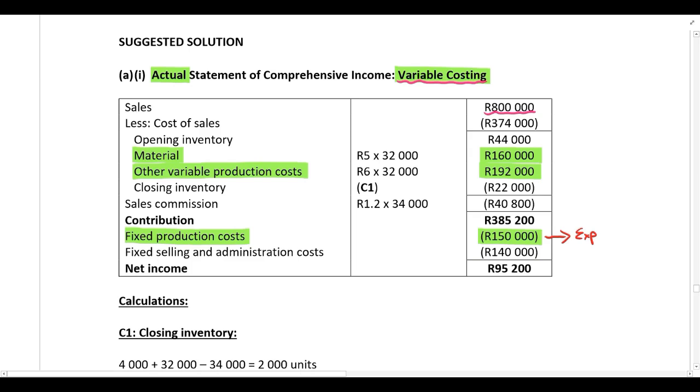Then please remember, in order to calculate the value of cost of sales, we take our opening inventory, we add our current production costs, we deduct closing inventory, and that will give us cost of sales. So let's look at our calculations for opening and closing inventory so that we can calculate cost of sales.